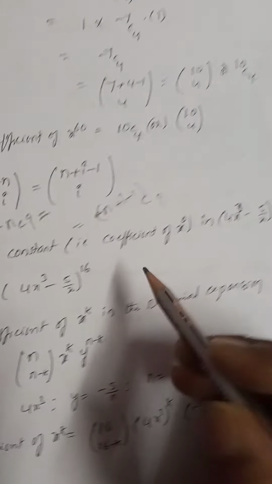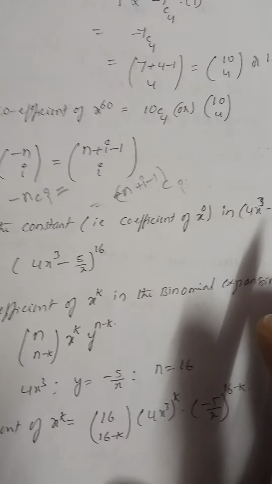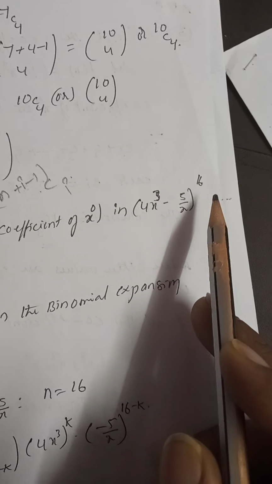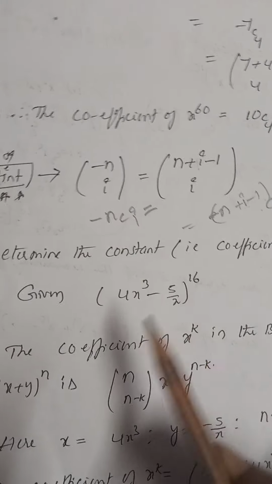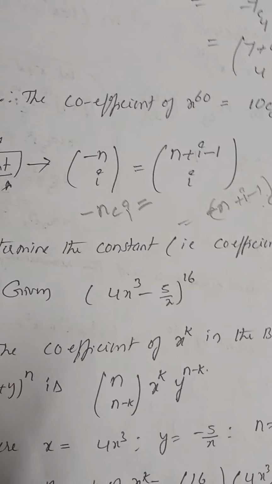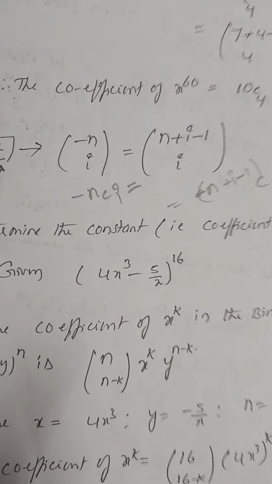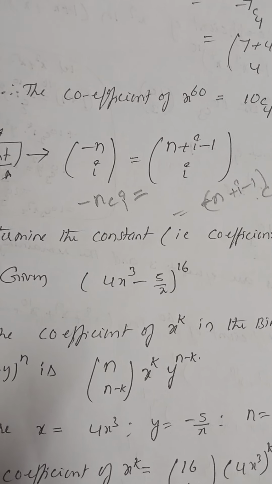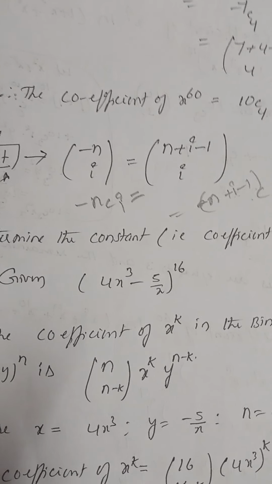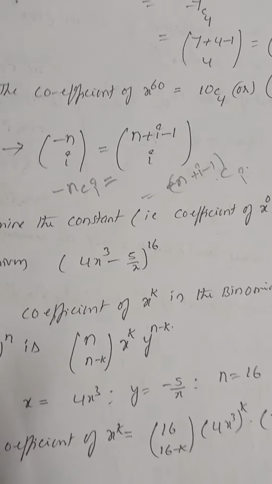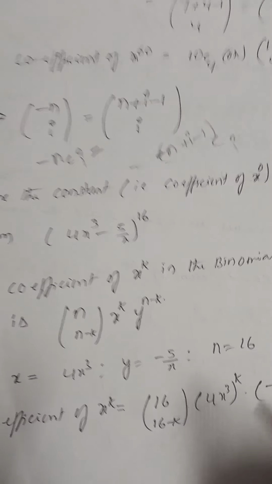Next, determine the constant, that is the term with x to the power of 0, in (4x³ − 5/x)^16. Now what is the given expression? 4x cube minus 5 by x whole to the power of 16. We have to find the coefficient of the constant, or the coefficient of x power 0, or simply the constant term, right? Now, the coefficient of x power k in general.